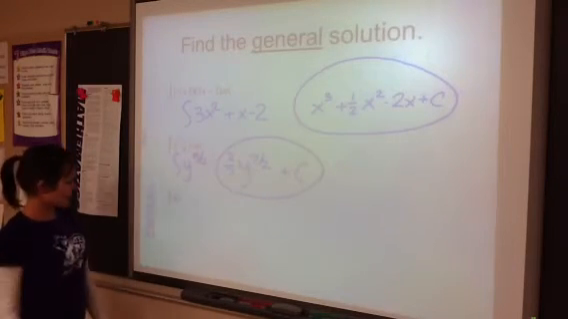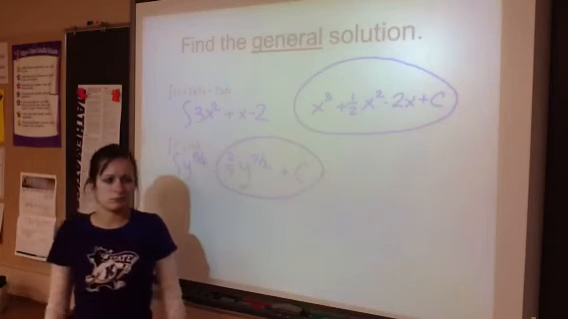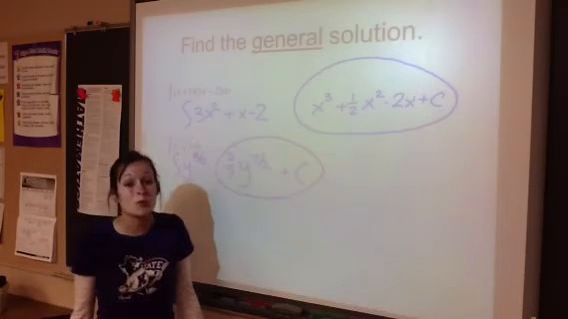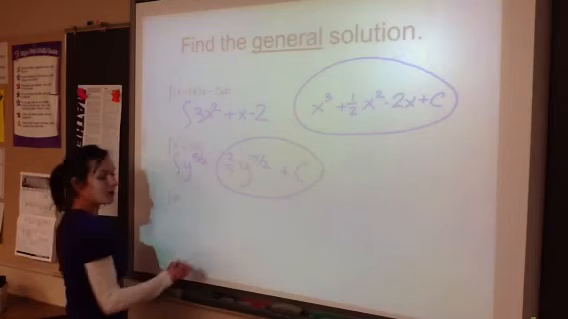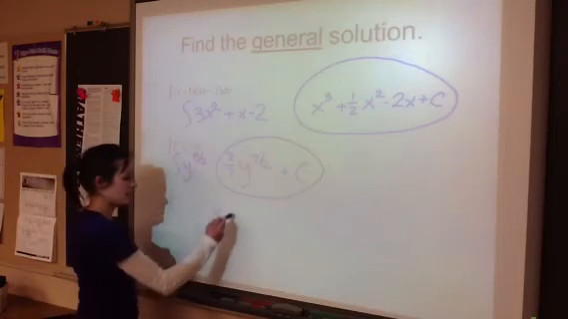Here we got the antiderivative of dx. What? That's 1 dx. So the antiderivative of 1 is just x plus c.